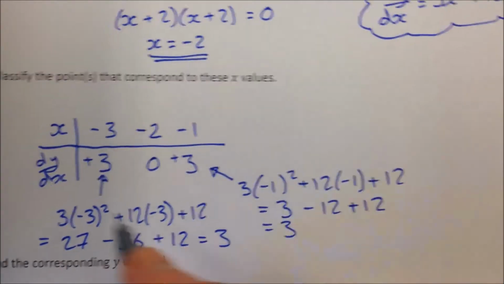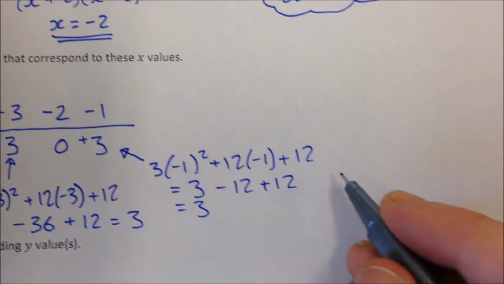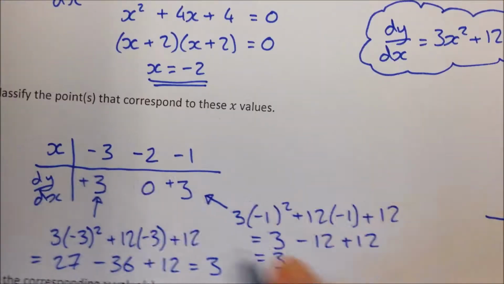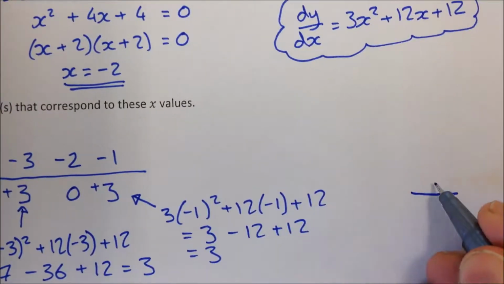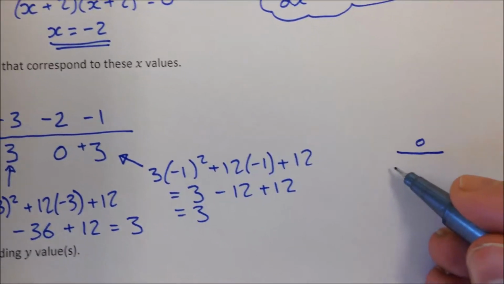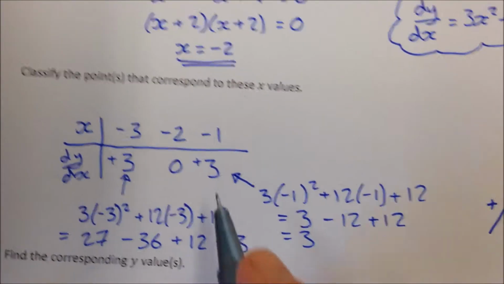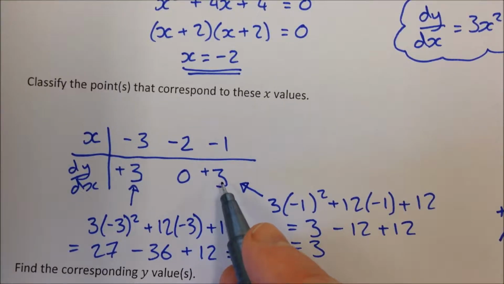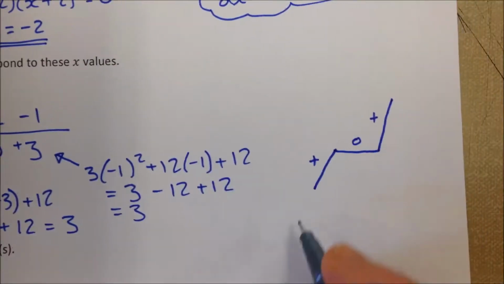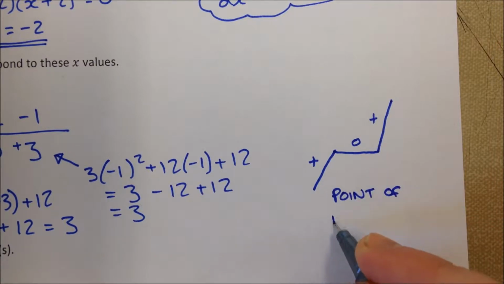So when it comes to classifying the points that correspond to these x values, I need to draw something with, first of all, my stationary point, my gradient 0. And then on the left hand side I want a positive gradient going into it. So that is going to be like that, a positive gradient. And then afterwards I'm going to have a positive gradient. So it's going to be like that. So this is what we call a point of inflection.